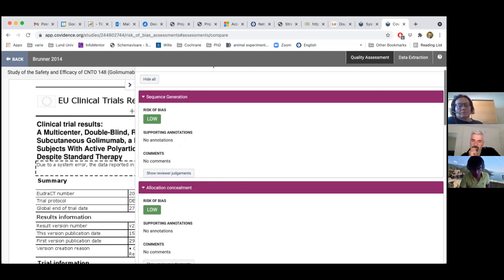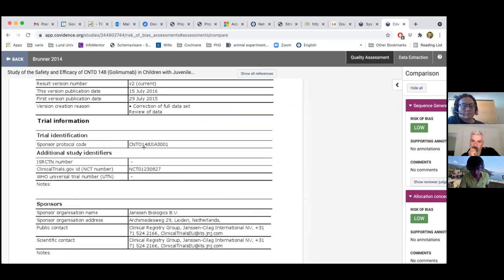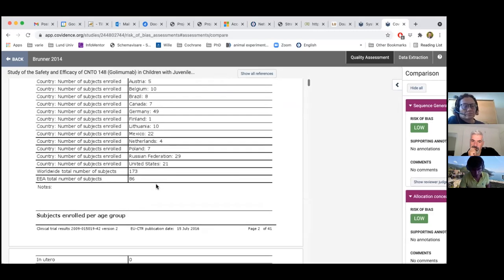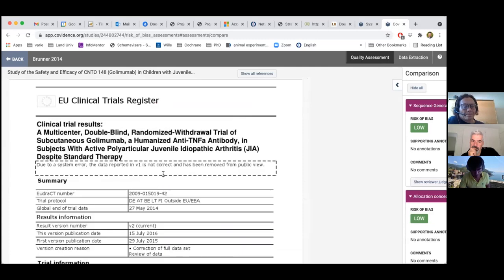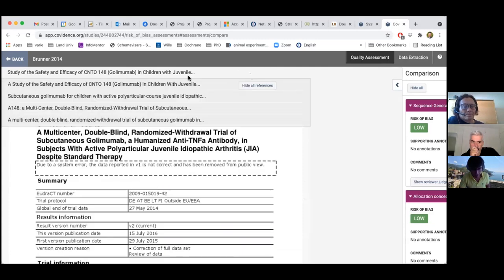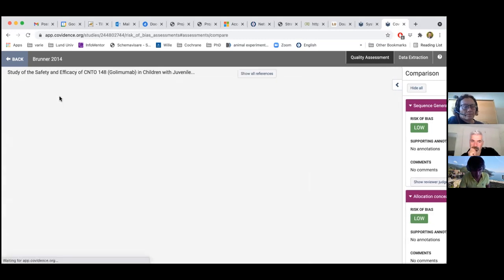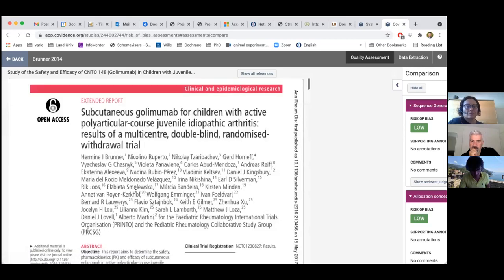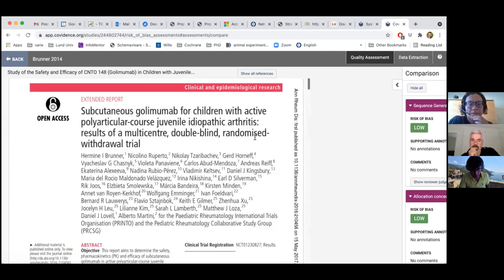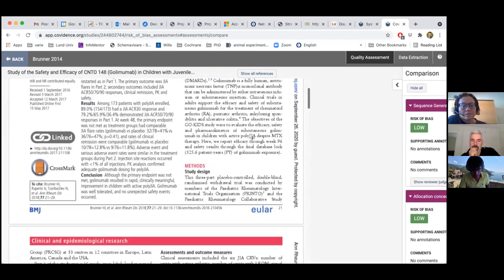And here in Covidence, what is nice is that if you click here, you go to the PDF, and okay, this is not the best document. If I click here on show all references, you see in this Bruno 2014, we have the 5 studies included. I think this one might be the main publication. Let's see if it's loading page 1 now. And yes, here we go. And here they state also the title is randomized with a British spelling.